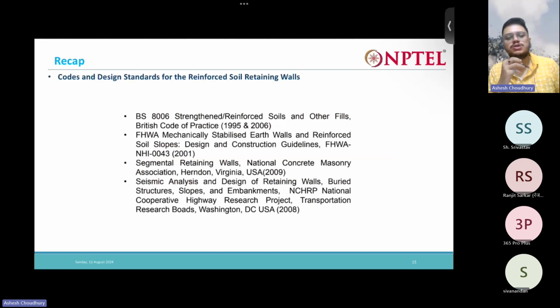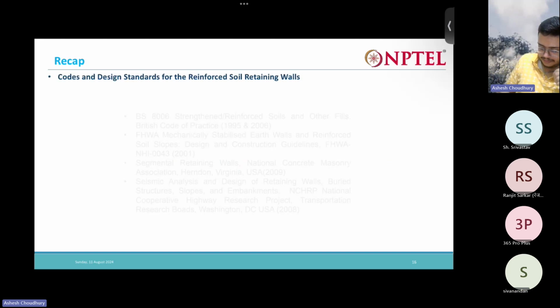Similarly, various other codes and guides are also there. You can see here segmental retaining walls by the National Concrete Masonry Association. Then we have seismic analysis and design of retaining walls by NCHRP. So these are various guidelines available to an engineer while designing an RSW, reinforced soil wall.